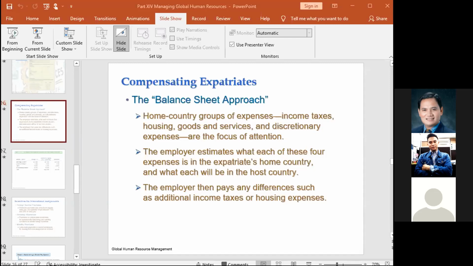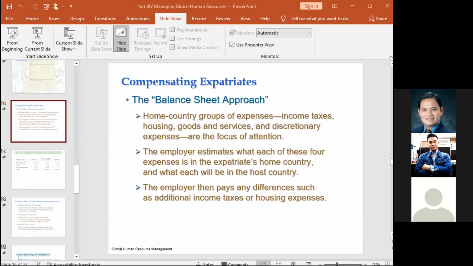There are also incentives given by employers for international assignments. An example is foreign service premiums. These are financial payments over and above regular base pay and typically range between 10% and 30% of the base pay. So this is on top of the basic salary.